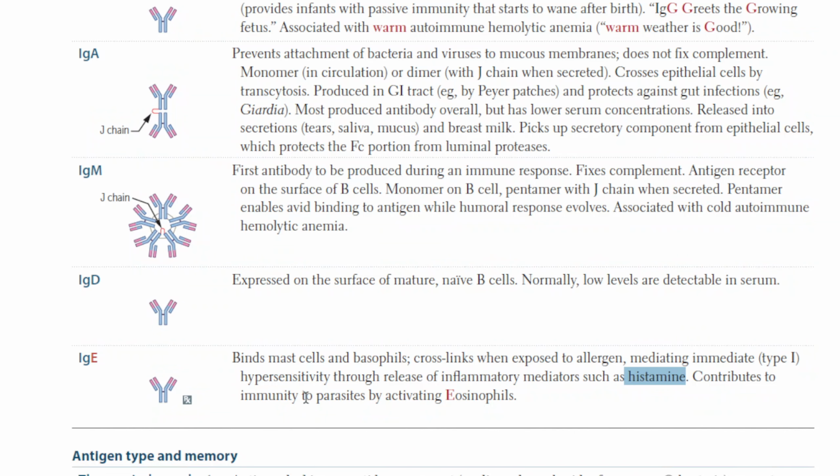It contributes to the immunity to parasites by activating eosinophils. So it's related to when there's a parasitic infection in the GI intestine; they activate eosinophils too. So immunoglobulin E binds mast cells and basophils. They produce a cross-link when exposed to a large allergen, mediating immediate type 1 hypersensitivity.